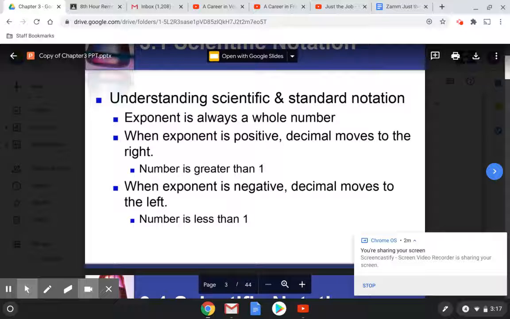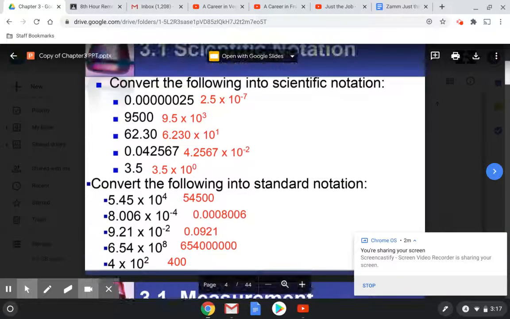But when the exponent is positive, you're going to move the decimal to the right. Each one's going to be one place, so like 2 would be 2 decimal places, 3, and so on. Negative, you'd be moving to the left. So going from standard notation to scientific notation and vice versa, this is what we see here.